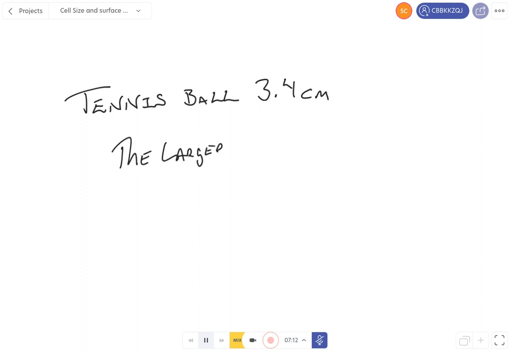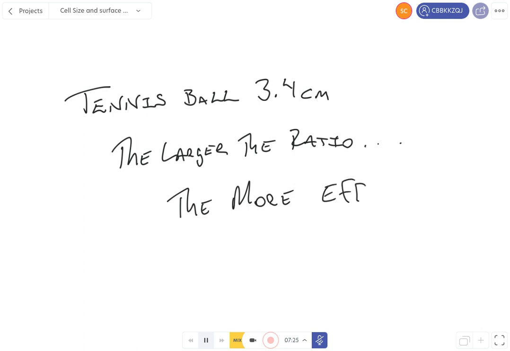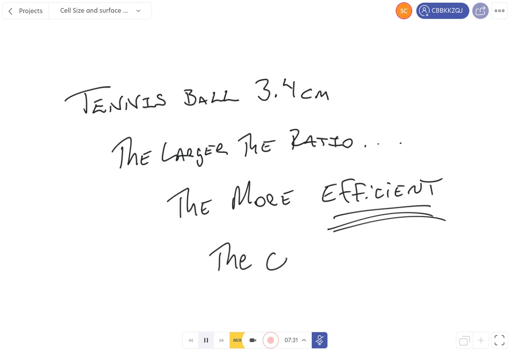So the end idea is that the larger the ratio, then what we find is that the more efficient the cell can be. And when we talk about efficiency, the easier it is for the cell to get nutrients and get rid of wastes. And so the more efficient the cell is, then the easier it is for it to survive.